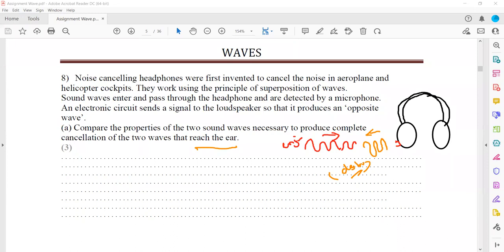Number one, the waves produced should have the same frequency, because if they have different frequencies, like this wave at 20 hertz, for example, and this one at 25 hertz or 125 hertz, it won't be able to cancel out. So the condition to completely cancel out is that they should have the same frequency, the same amplitude as well, and they should be in anti-phase or opposite phase. So number one, it should be the same frequency, or we can say wavelength.